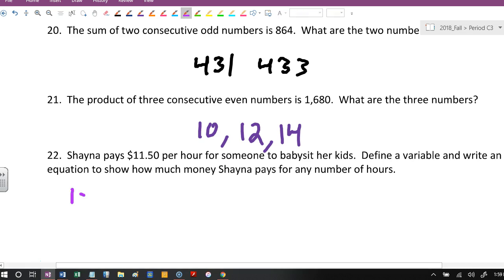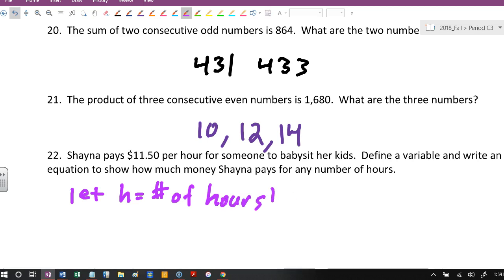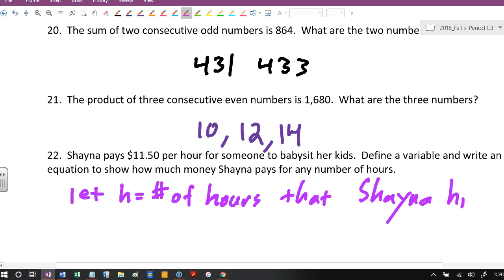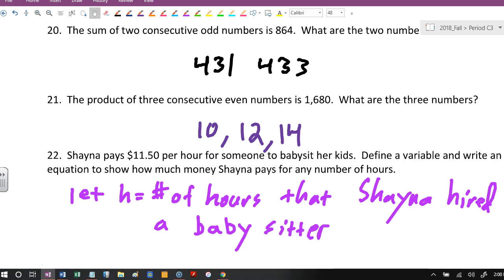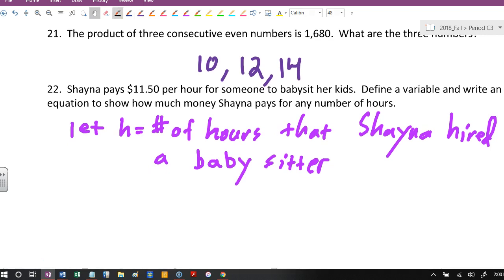Again, we have to define a variable for number 22. So we're going to say let h equal the number of hours Shayna hired a babysitter. Everybody's got to write this down. It's your homework.